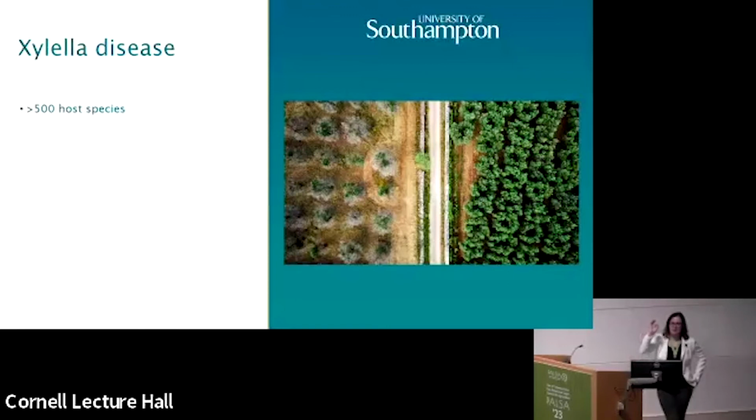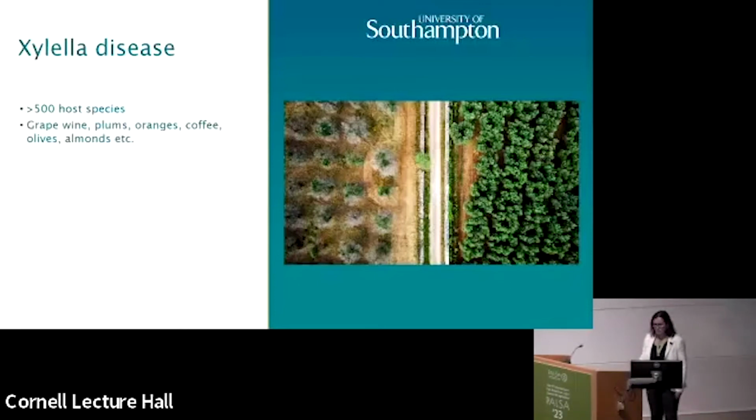Xylella is a bacteria that is carried by insects from tree to tree, and it has 500 species that are susceptible to it. So all the kind of fun things like grape vines and plums and oranges, coffee and almonds. It arrived in Europe in 2013 with a souvenir coffee plant from Costa Rica by a tourist who just took it with them. And now it's killing these olive orchards in Italy.